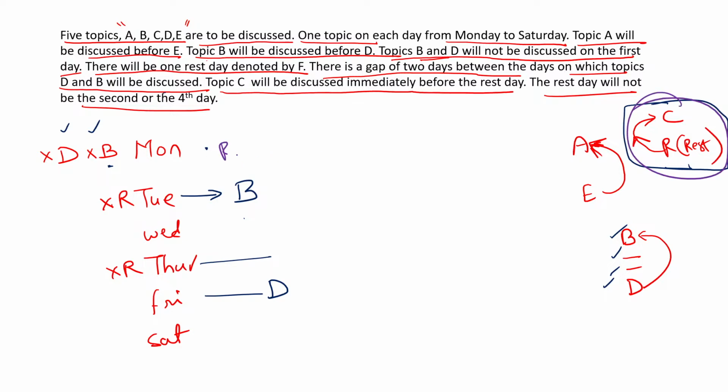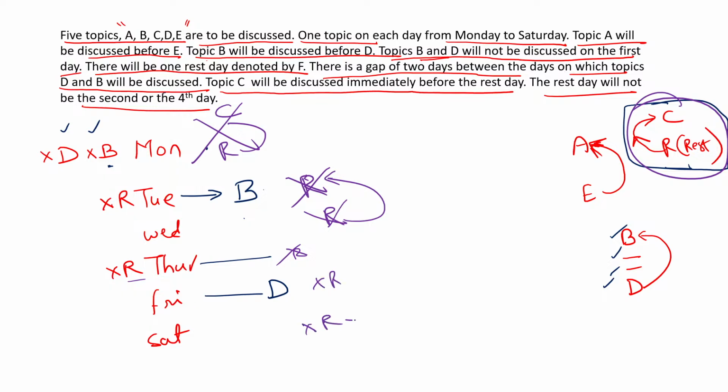If I place R here, C has to come before this one, there is no gap. If I place R, I can't place R because why? Already B is there. If I place R here, there is no gap for C, so this is also wrong. He is saying you should not place R here, so this is also wrong. I can't place R here because D is already there. If I place R here, this should be C, but D is already there, not possible. So this entire possibility is wrong.